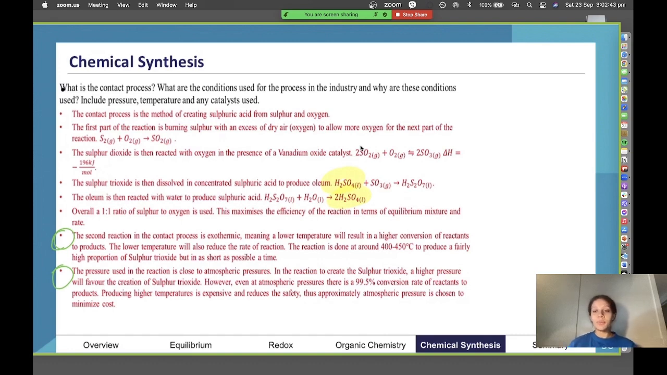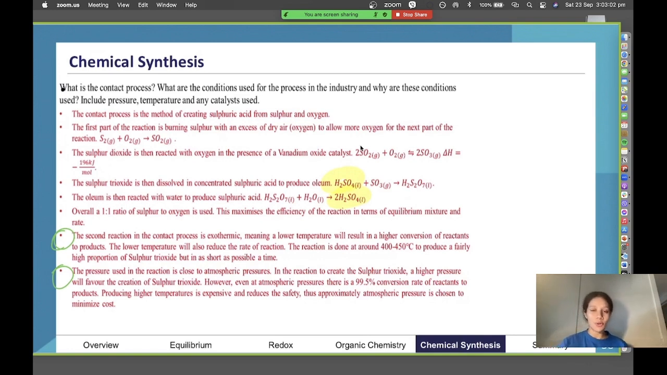So a lower temperature will result in a higher conversion of reactants to products, except the lower temperature will also reduce the rate of reaction. So what this means is that we use a temperature of about 400 to 450 degrees to produce a fairly high proportion of sulfur trioxide, but in as short as possible a time. So that's the issue with temperatures.